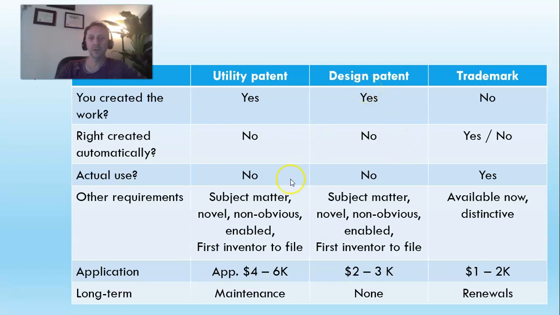In the long term, I also didn't mention that here, but patents expire. Trademarks can live forever as long as you keep renewing them. But the utility patent lasts for about 2 decades, and the design patent for 15 years. If you keep renewing your trademark, you can have it for your lifetime.